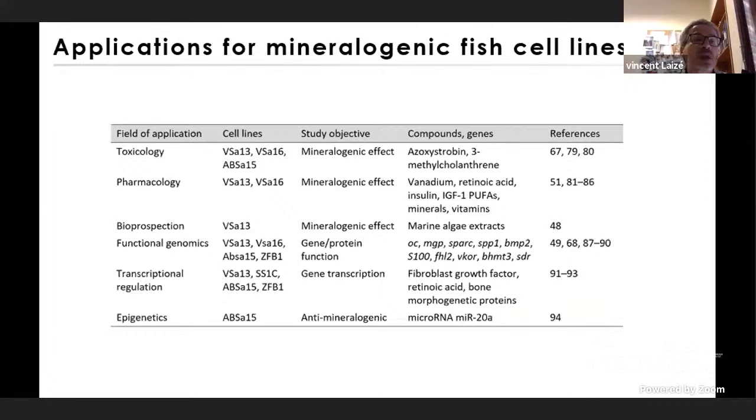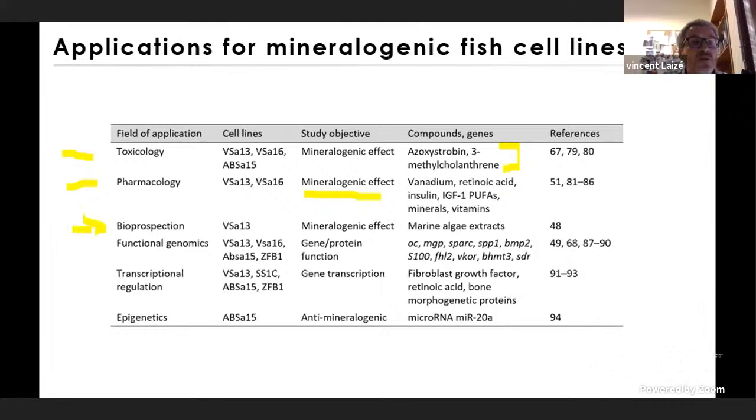Well, let's go quickly on that one. It was a listing of the different applications of the bone cell lines. We have applied them in toxicology to test the mineralogenic effect of some environmental pollutants, some pesticides, some polycyclic aromatic hydrocarbons. We have used them in pharmacological applications, to test the effect of some hormones and drugs on the mineralization of the extracellular matrix.